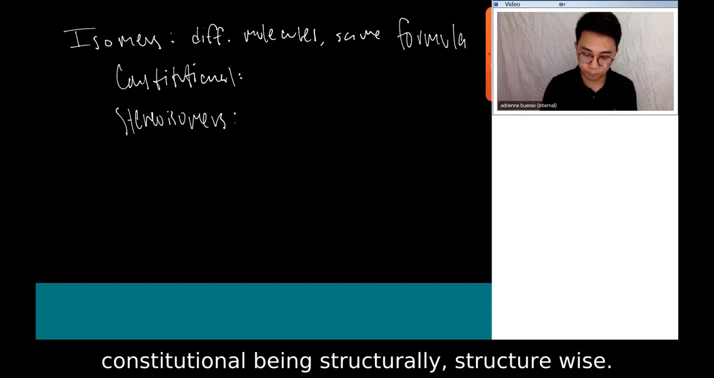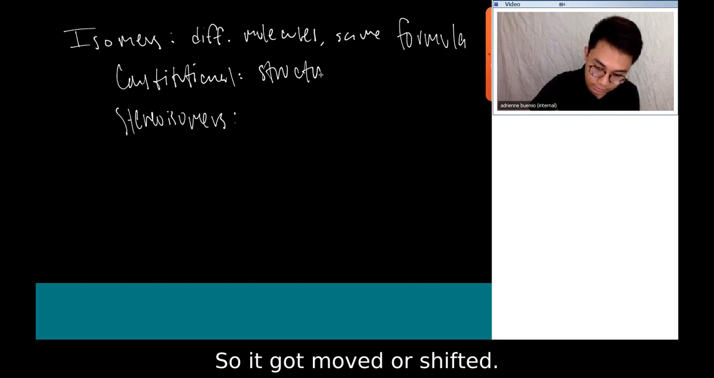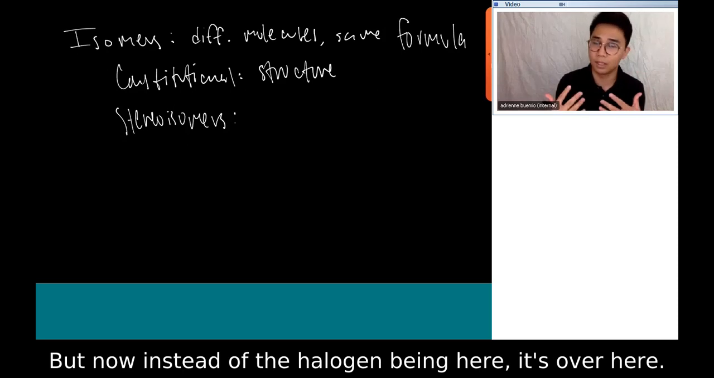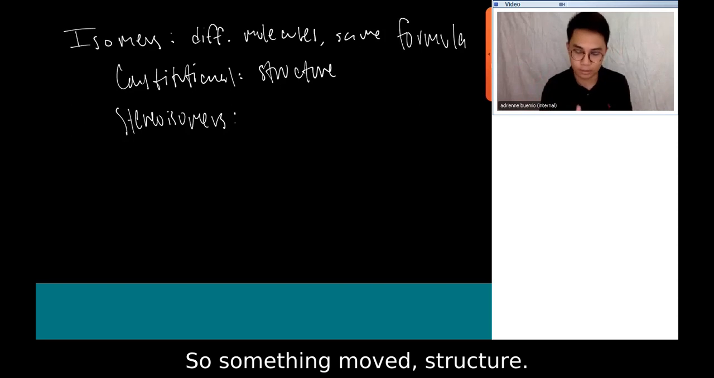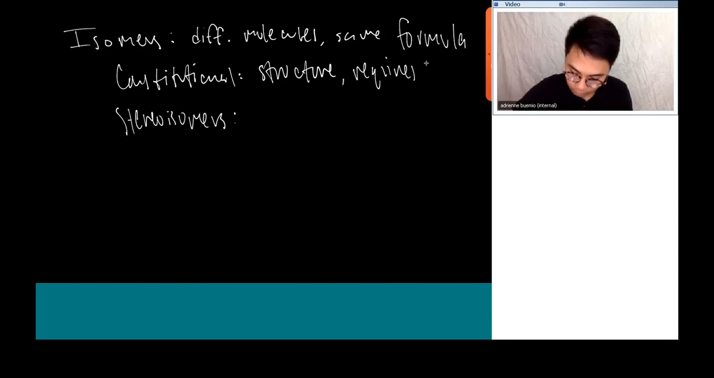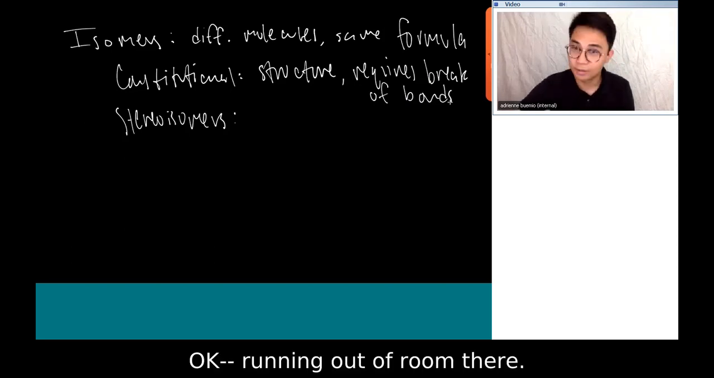Constitutional being structurally, right, structure-wise. So it got moved or shifted, right? Like the bonds got shifted, but it's still the same formula. But now instead of the halogen being here, it's over here. So something moved, right? And this requires breaking bonds. Requires breaking bonds.